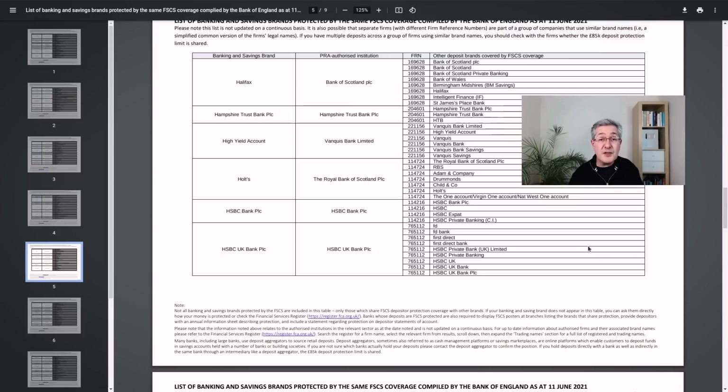There's also a document you can get from the Bank of England, which has the parent entity and the kind of child entities. So for example, HSBC UK Bank has these subsidiaries, which are other brands covered by the same guarantee. So if you have a bank account with First Direct, that's under the same guarantee as HSBC.